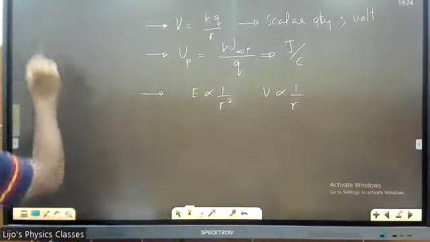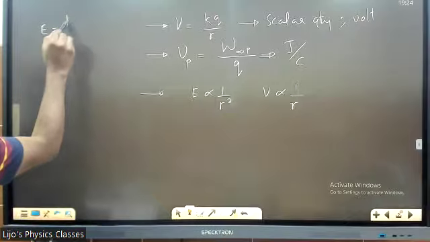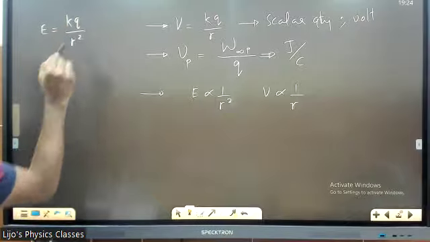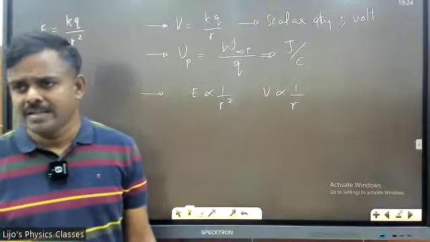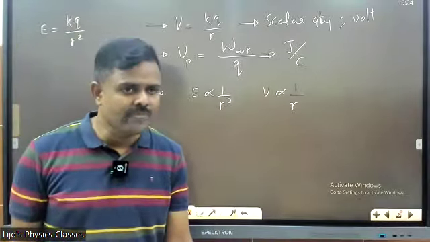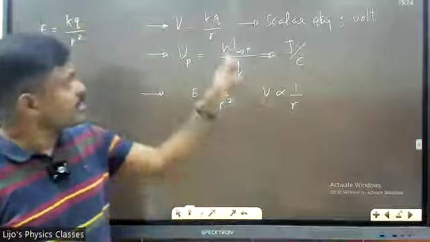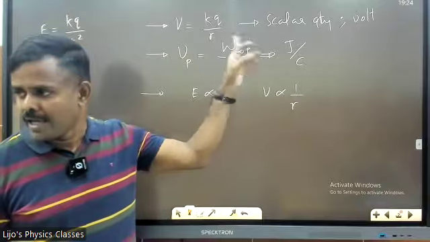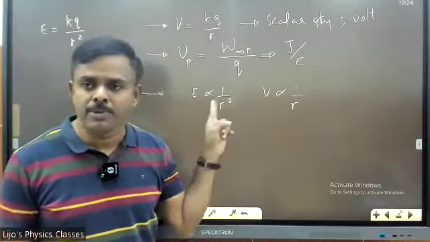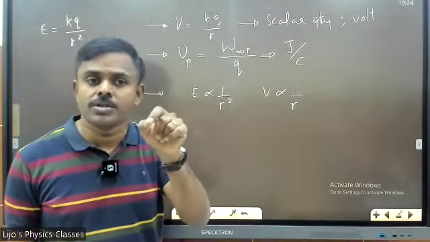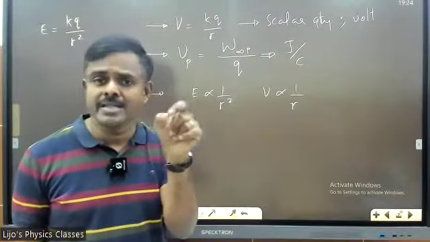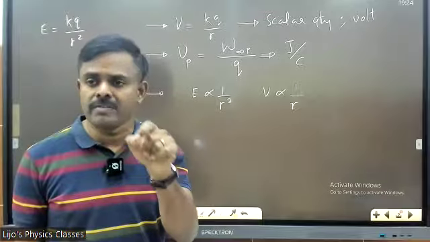Do you remember the equation for electric field? Electric field is KQ divided by R square. Electric potential is KQ by R. Both have inverse proportionality, right? They will ask you to draw this graph. It is drawn as figure number 2.1 in the reader.